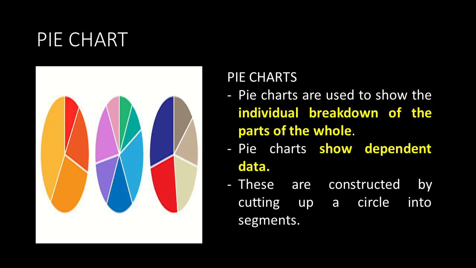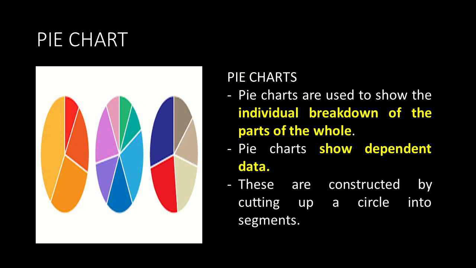Now in the example, you can see that 3 circles are cut up into different slices, and by showing dependent data, it means that if one segment or one slice increases in size, that would mean that 1 or more slices might decrease in size as well. So that is why it is dependent data, because if one slice increases, another size decreases.